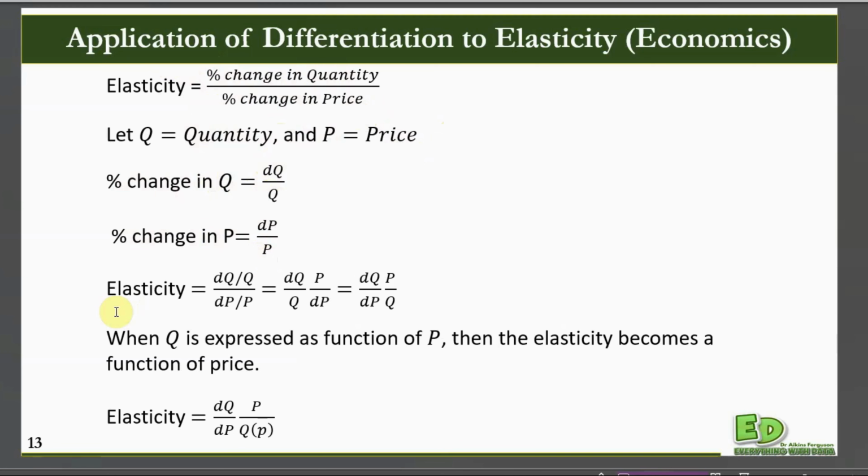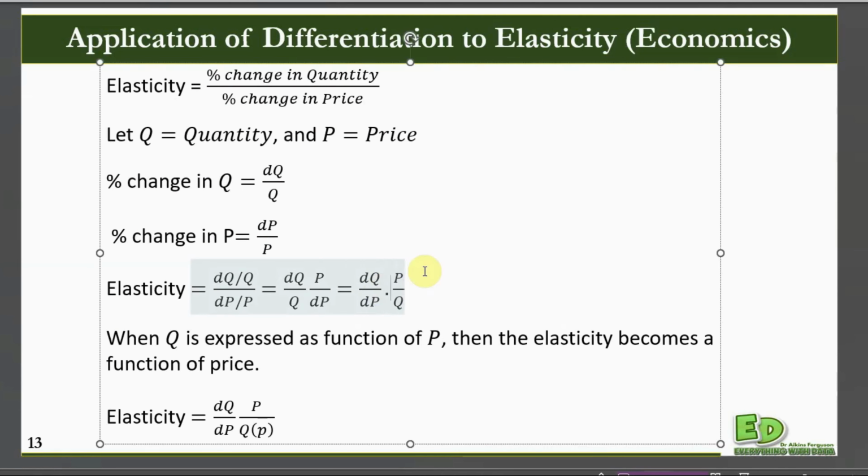So what is the elasticity? It is dQ over dP multiplying P over Q. That is the elasticity. The formula is dQ over dP multiplying P over Q. When Q is expressed as a function of P, then the elasticity becomes a function of price. That is the meaning of this formula over here. So that's the same thing you are having here as the elasticity formula.